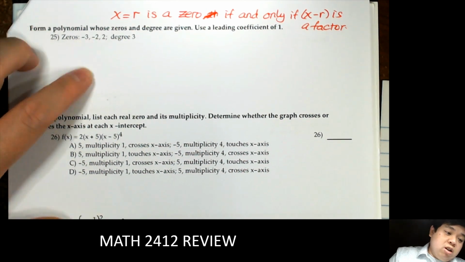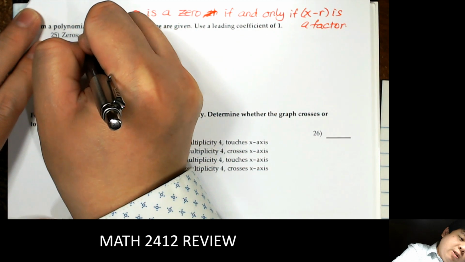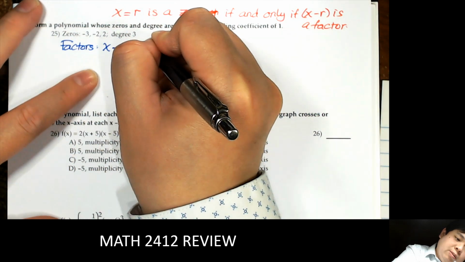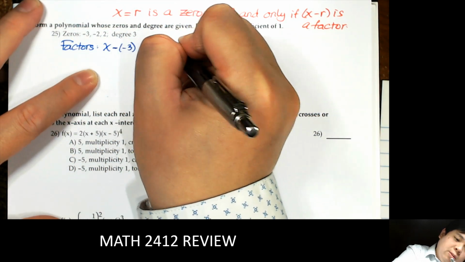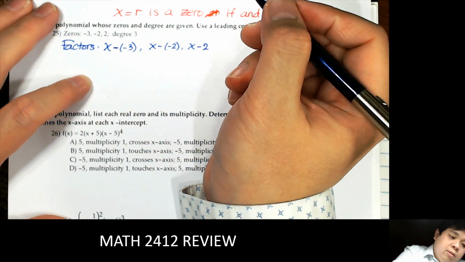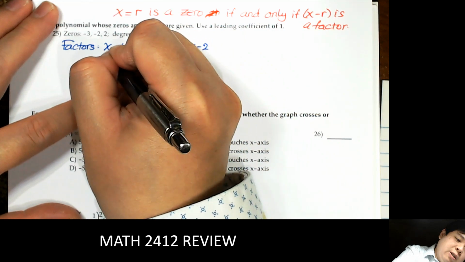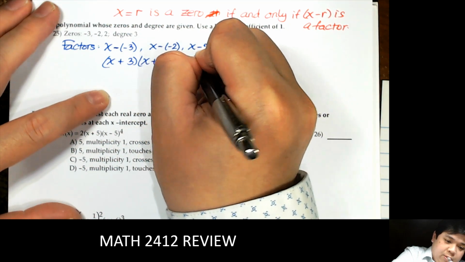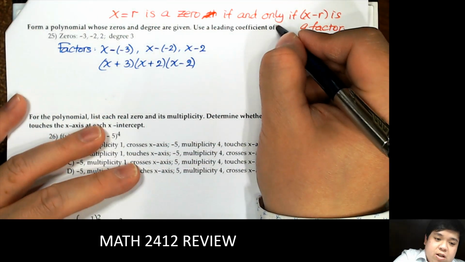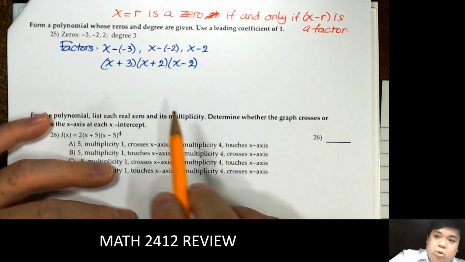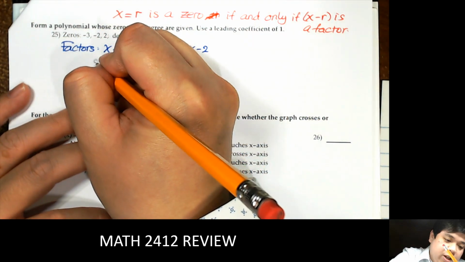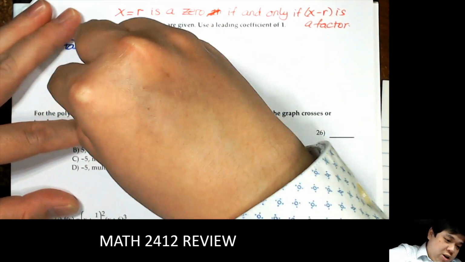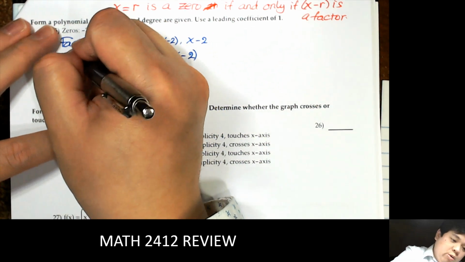So meaning that if we have those zeros, then we should have the factors of x minus all the zeros. Or we should have x plus 3, x plus 2, and x minus 2. And here they tell us the leading coefficient is 1, because essentially we might have like a 2 here. It does not affect the factors, does not affect the zeros. But they say leading coefficient is 1, so this is definitely 1. So that is the polynomial function.